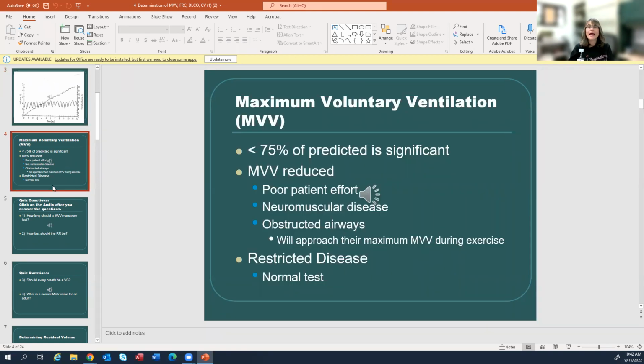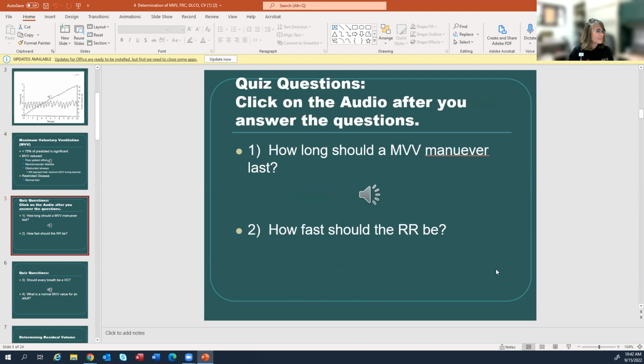Why would somebody not be able to move a normal amount of volume in and out for 12 seconds? It comes down to them just being weak, having a neuromuscular disease, or having COPD. So all these answers you guys have.